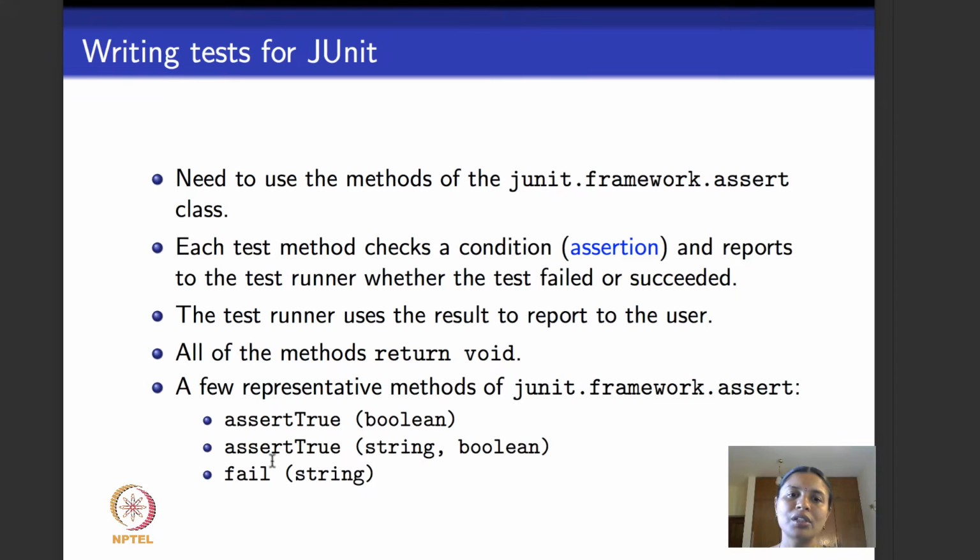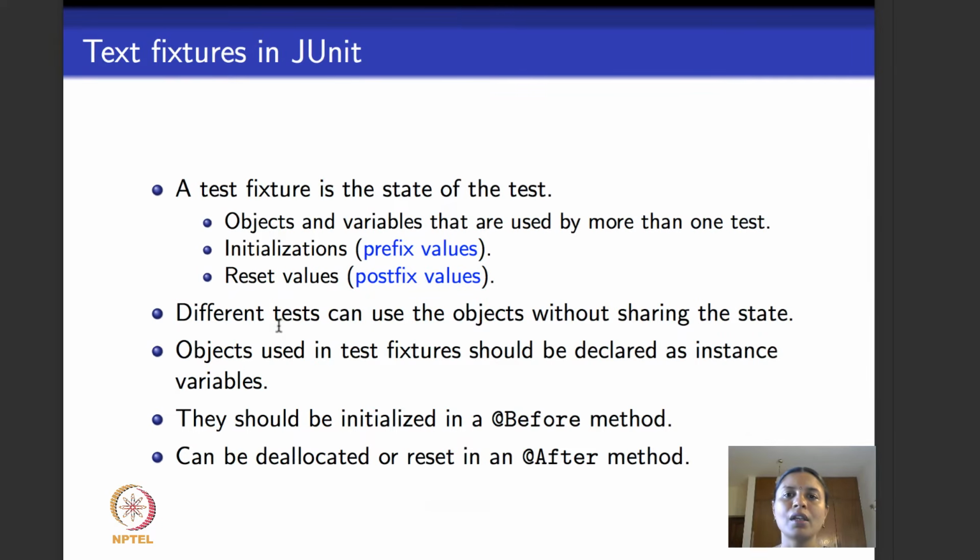A third assertion is what is called fail assertion, which basically says only if a particular thing fails, then you output a string as a warning to the user. So when we see examples of code that we write with JUnit, I'll show you examples of how to use all these assertions. So now how to write a test fixture, right?